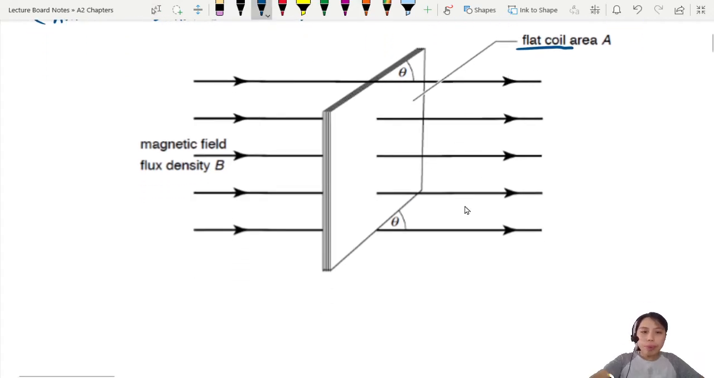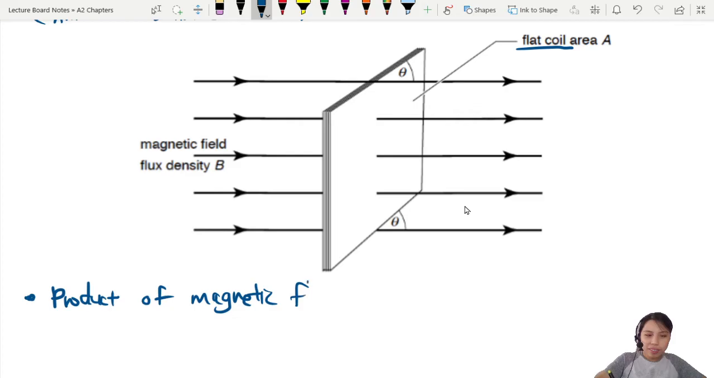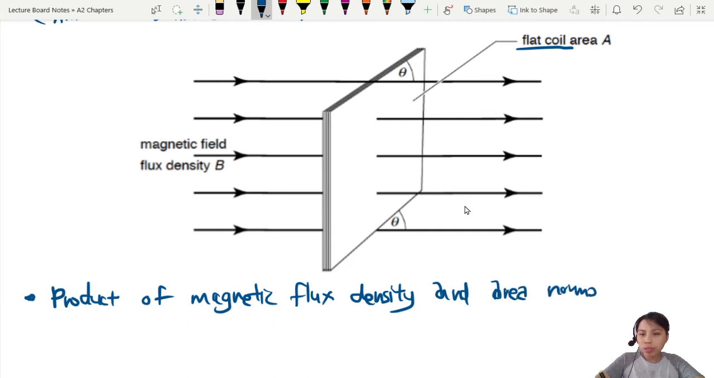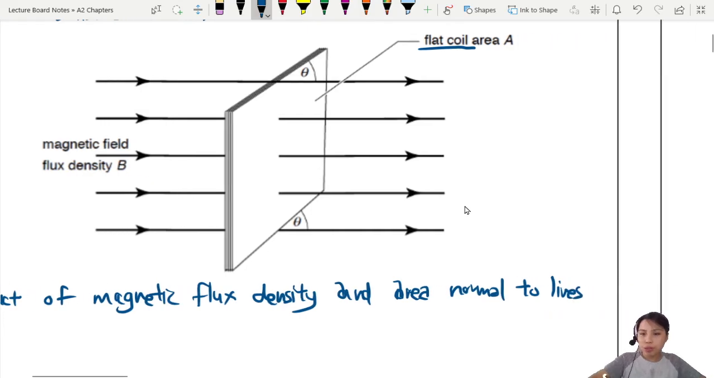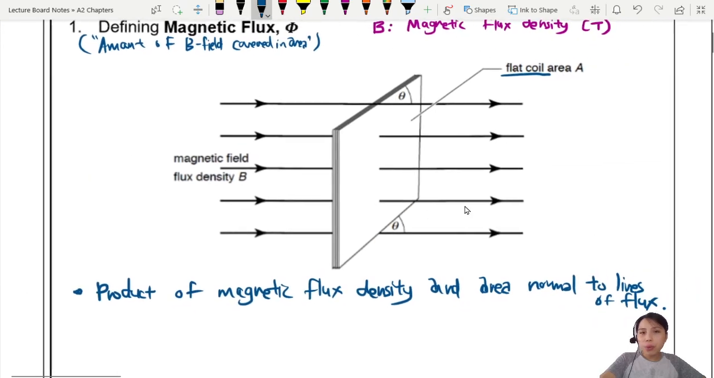So one way people say is, okay, what is magnetic flux? It is the product of two things: magnetic flux density, that's number one, and the perpendicular area. So what we say, an area normal to the lines of flux. So this is how we define what a magnetic flux is.